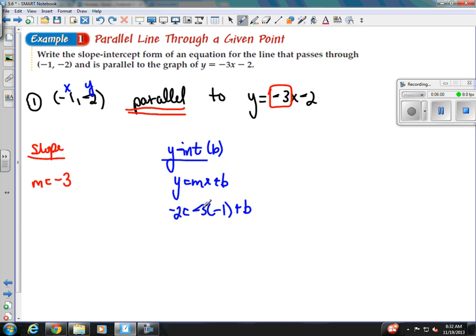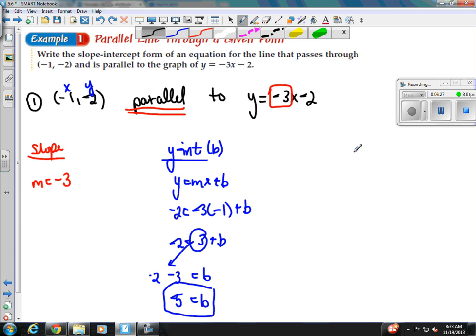So now we have to simplify and say negative 2 equals negative 3 times negative 1 makes a positive 3 plus b. Now we keep our negative 2 here on the left, and since that's a positive 3, it's going to come over and become a minus 3 equals b. Negative 2 minus 3 is negative 5 equals b. So I have my slope, I have my y-intercept.